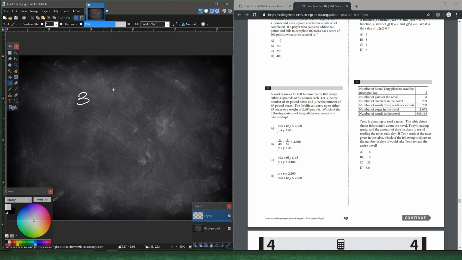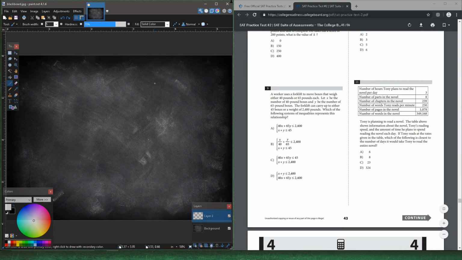Wait, 1078 is the number of pages in the book, and number of words in the novel. Oh, sorry, I don't know why I wrote the 3. Number of words in the novel. So we need to find his reading speed first. So the number of words he reads per minute is 250. It's 250 words per minute. So how many words are in the novel?